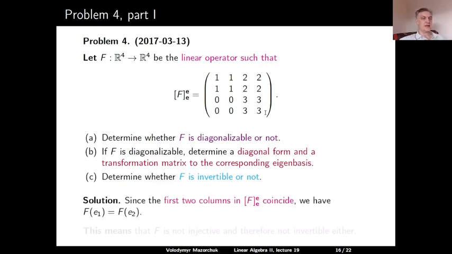Solution. Since the first two columns in our matrix of f in the standard basis coincide, it follows that the image of E1 under f is equal to the image of E2 under f. But this means that f is not injective, and therefore it is not invertible. So this completes the solution to part C.